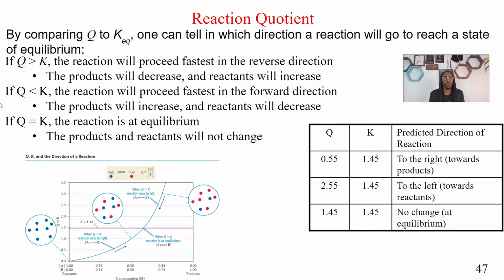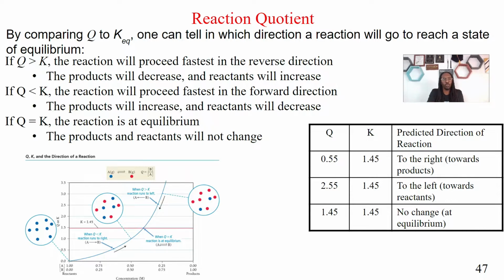That's it. So we have to compare our Q to our K in order to know which way we're going to reach equilibrium. Now, we've got three different scenarios here. If our Q is bigger than our K, our reaction will proceed fastest in the reverse direction. So our products are decreasing, but our reactants are increasing. We're going in reverse.